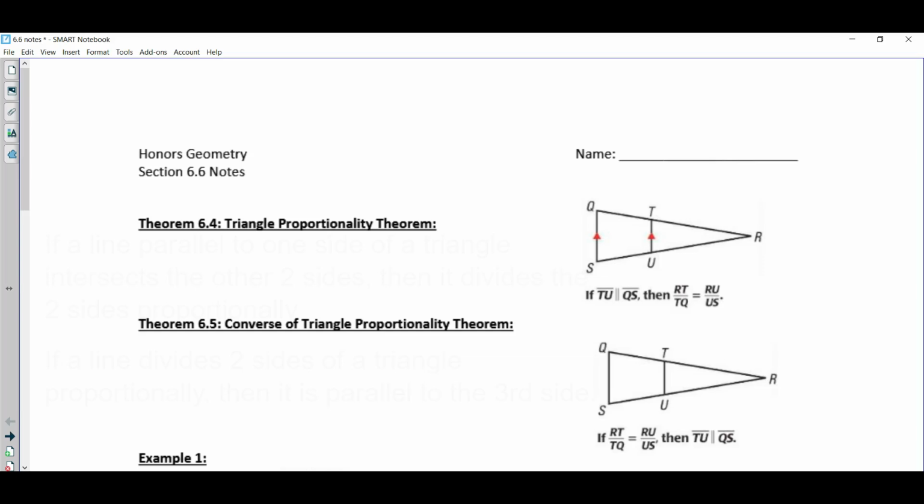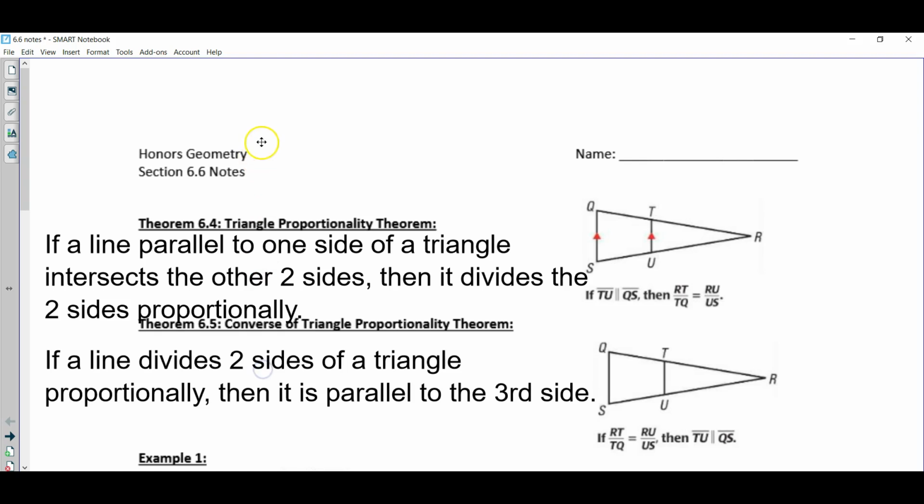Alright guys, this video is going to be talking about some additional proportionality theorems that we can use now that we've talked a little about similarity. And so the first one here is what we call the triangle proportionality theorem. And you may have seen some problems like this before. This is indirectly similar to our angle-angle similarity postulate that we talked about in the last lesson.